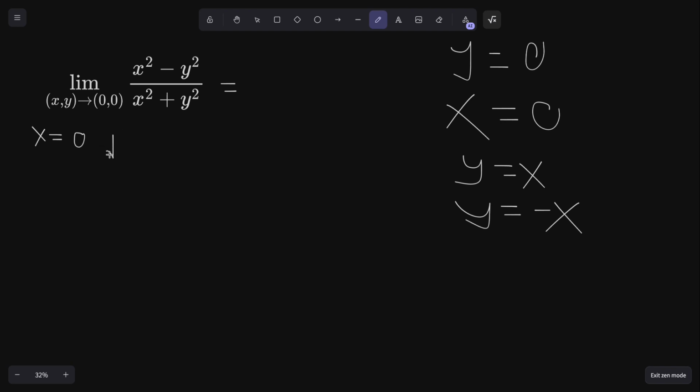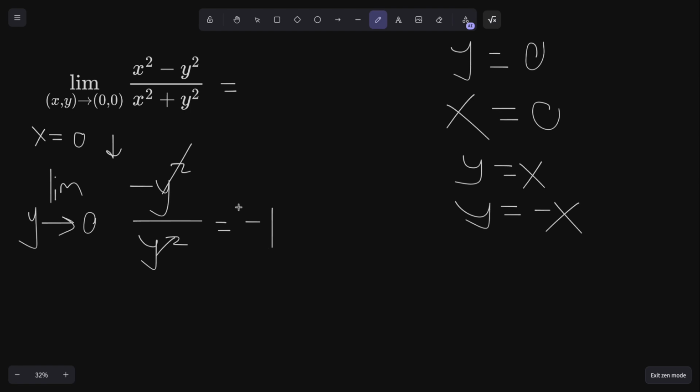So this is going to become the limit as just y approaches 0 now, because we know that x is already 0. We're approaching along the x-axis. We substitute x is equal to 0 in for all of this. So this is just going to be negative y squared over y squared, and then the y squareds cancel out. So you get just negative 1. So this is the first value that we got. Now we got to try out other values.